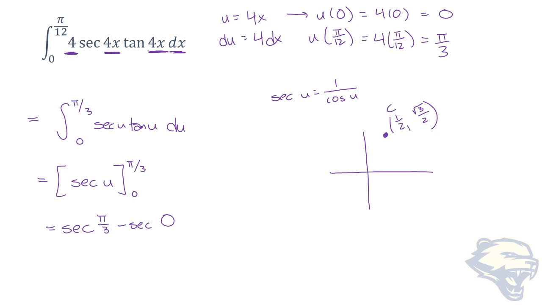For secant, what matters is that cosine, right? So secant of pi over 3 is 1 over 1/2, which is 2, right? It's the reciprocal of 1/2, and flip it, and it's 2. So secant of pi over 3 is 2, minus secant of 0. Okay, so it's 0. We are at ordered pair 1, 0. The cosine is 1, and the reciprocal of 1 is 1. So 2 minus 1 is 1.